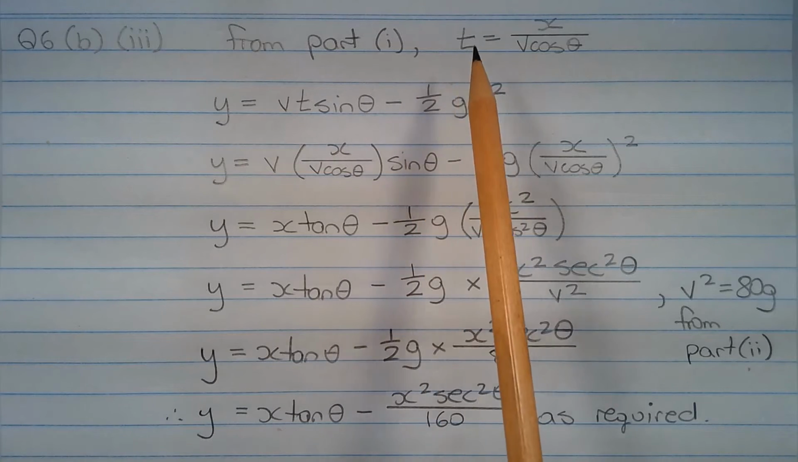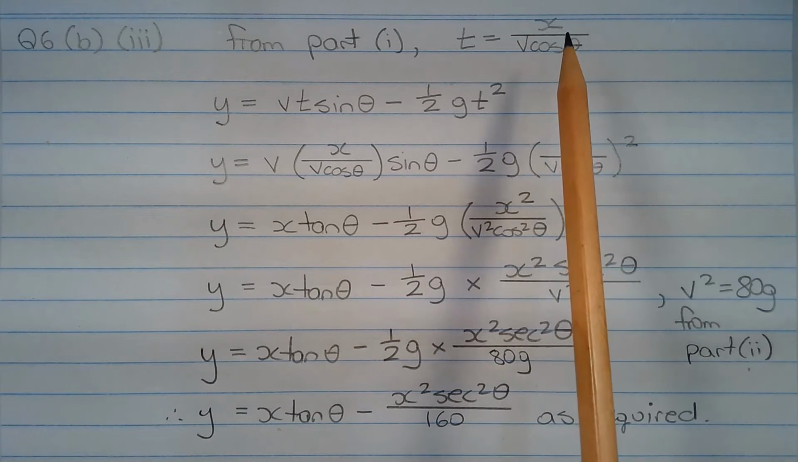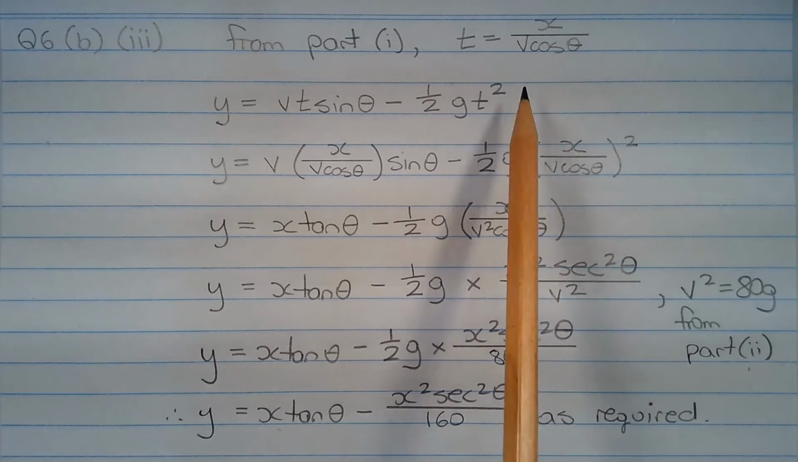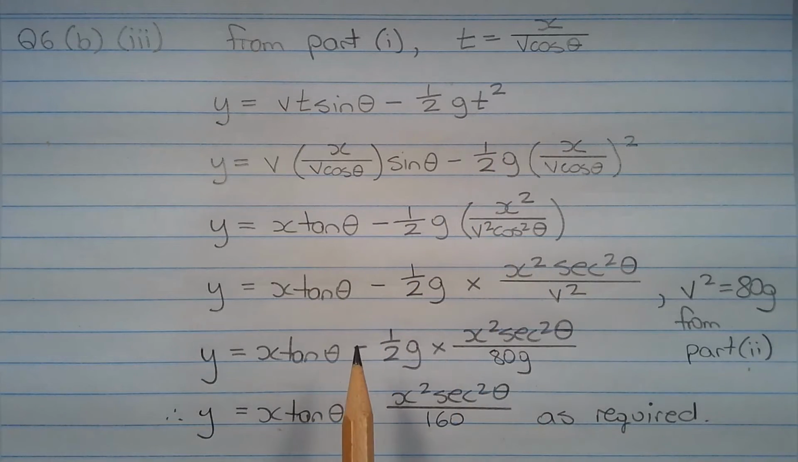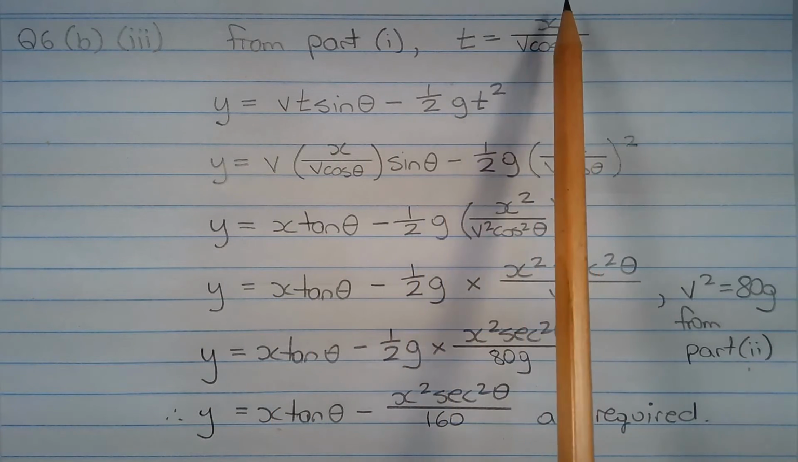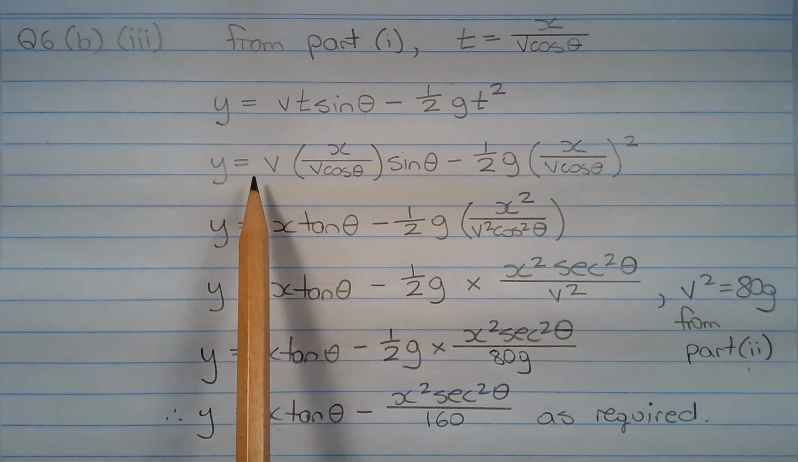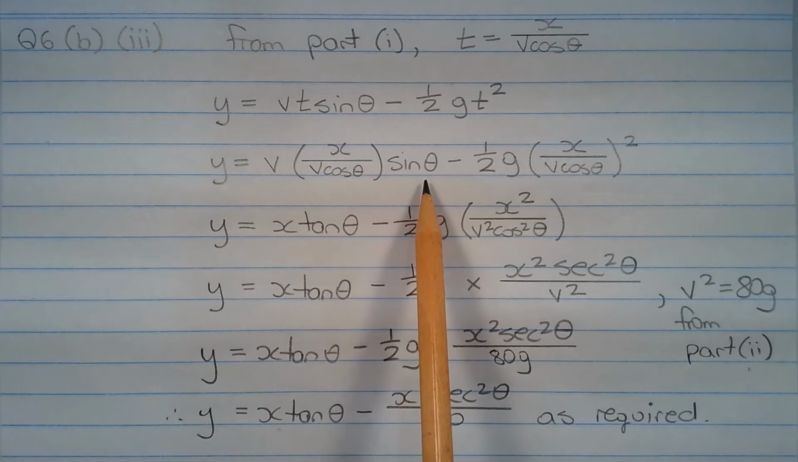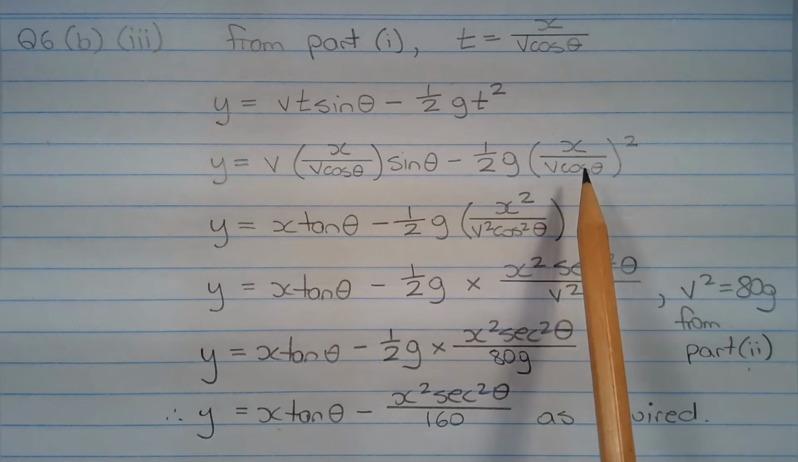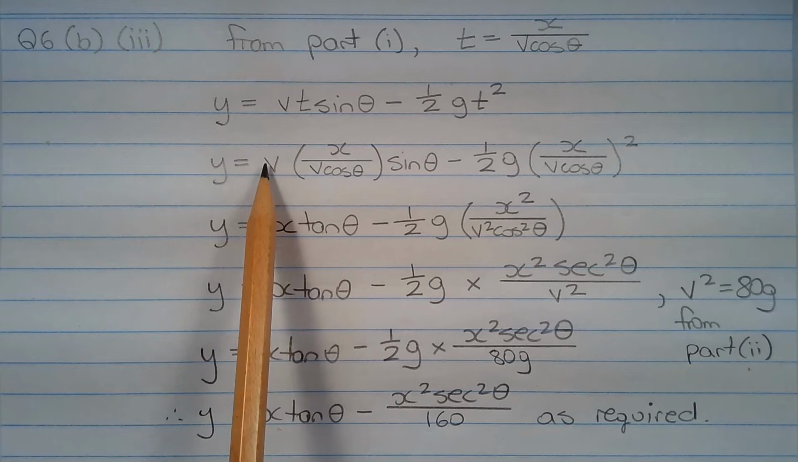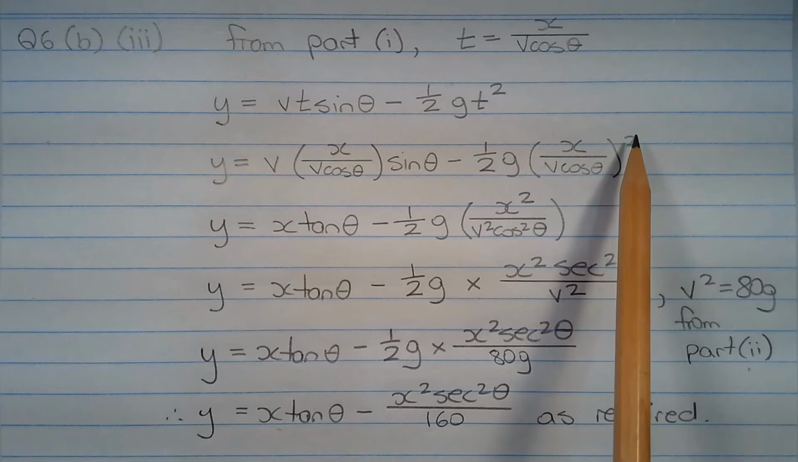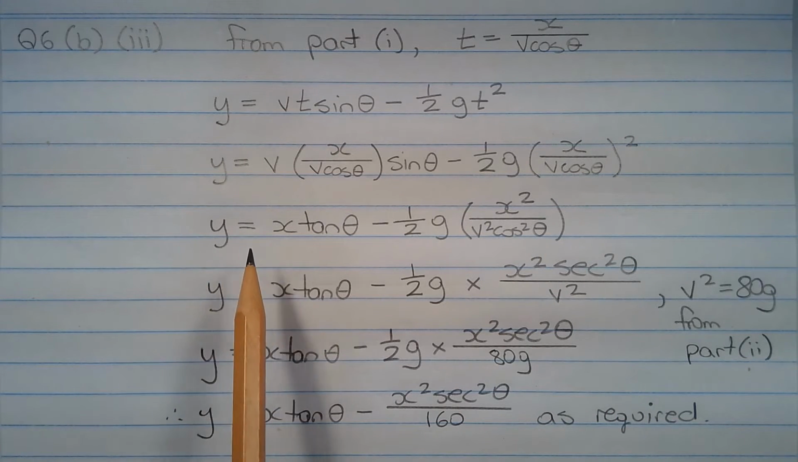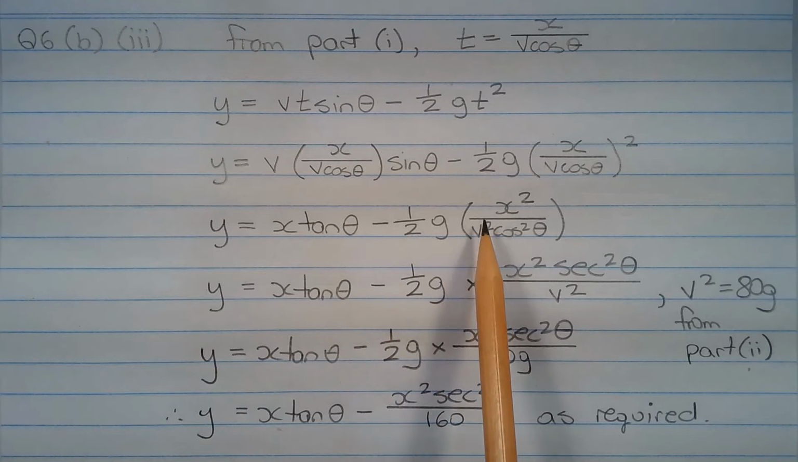From part 1, t is equal to x over v cos theta, and we're going to substitute x over v cos theta into the parametric equation for y, that is, y is equal to vt sin theta minus half gt squared. So replacing the parameter t with x over v cos theta, we get y is equal to v times x over v cos theta times sin theta minus half g times x over v cos theta squared. Now this v and this v will cancel. Sin theta over cos theta is tan theta, and bringing the squared inside the brackets here, we get y is equal to x tan theta minus half g times x squared over v squared cos squared theta.